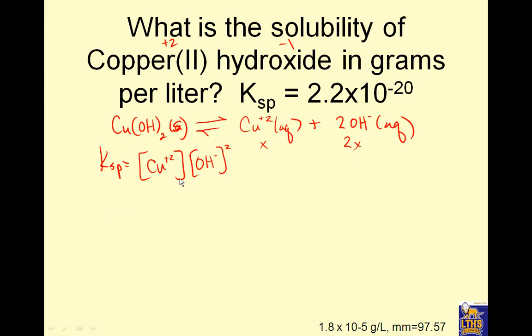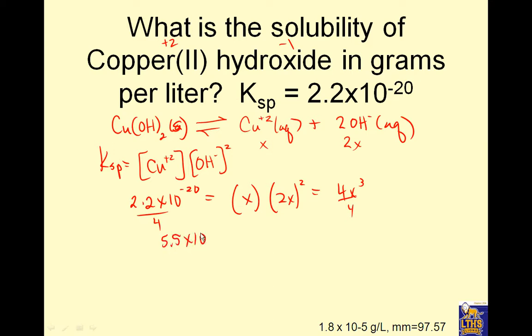So here we go. I'm going to start plugging this in. 2.2 times 10 to the negative 20th, given in the problem, is equal to X for the copper concentration, 2X squared. Again, 4X to the third. Pattern, maybe. All right. Divided by 4, divided by 4. And so we're at 5.5 times 10 to the negative 21st is equal to X cubed. Cube root both sides. And we get 1.8 times 10 to the negative 7th. And that's equal to X.